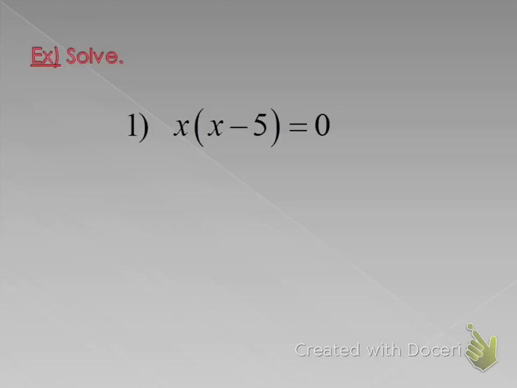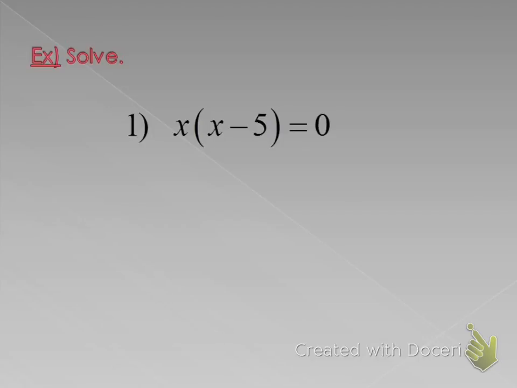So go ahead and write this down. We have a problem on the board. It's written as multiplication, right? This is x times x minus 5, and it equals 0. So it does fit the criteria for the zero product rule. We're looking at multiplication. We're equal to 0.